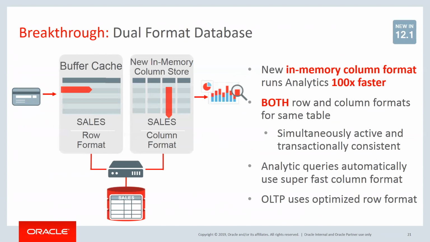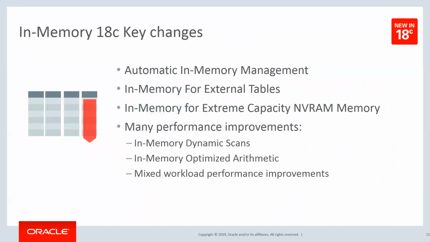So we can run analytics up to 100 times faster or even more. And both the row and the data columns are available. Basically, you don't even have to have the row information inside your memory to have the columnar options inside memory. So you can have 6 years of history in memory, and then only the last 3 in the normal SGA of your system.